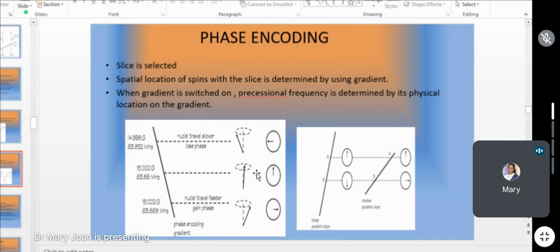And for phase encoding, the slice is first selected. The spatial location of spins within the slice is determined by using the gradient. And when the gradient is switched on, the precessional frequency is determined by its physical location on the gradient.